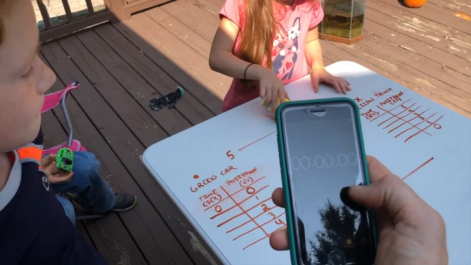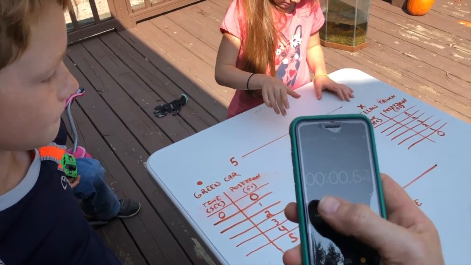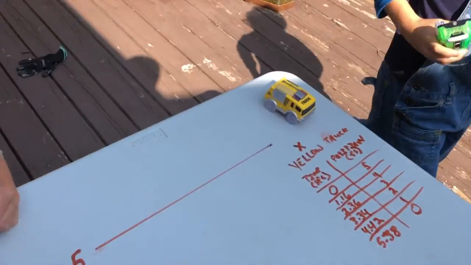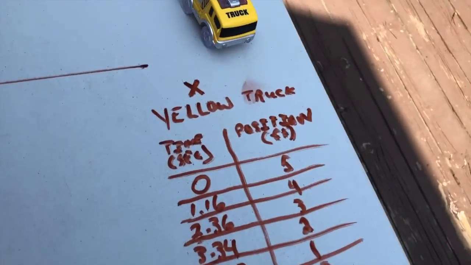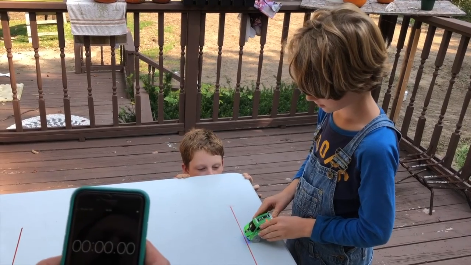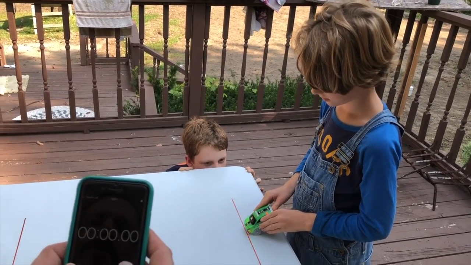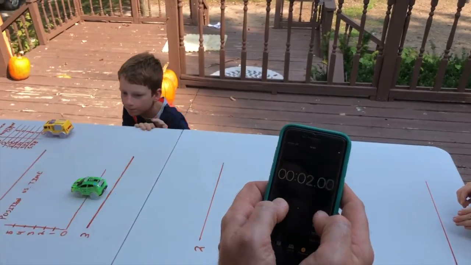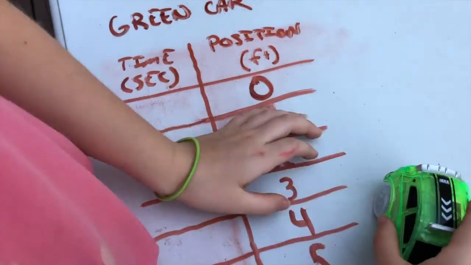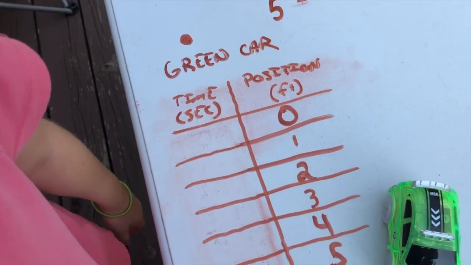3, 2, 1, go. I've got my data there. You see each lap? And so what we'll do is we need to add those laps up together to put into our data table. Well, check it out. There's our data table for the yellow truck. Okay? 3, 2, 1, go. I've got the data table for the yellow. Now I'm going to input the data table for the green car.